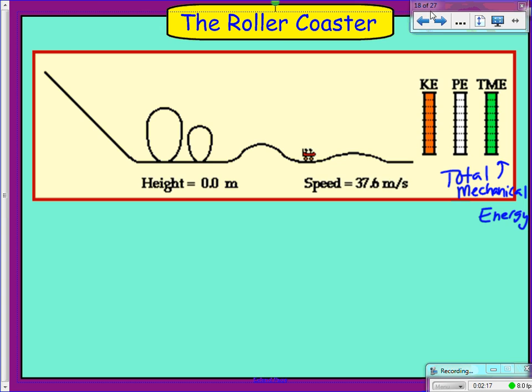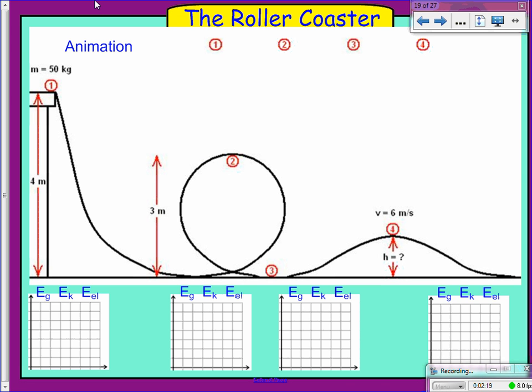So let's go ahead and look at an example with some numbers. On the screen in front of you, you'll see something that is very similar to what we just saw on the previous slide. What we're going to do is look at a cart that has a mass of 50 kilograms starting up here at position 1. The cart starts at a height that's 4 meters above the ground. As the cart moves down the ramp, it'll go through a loop that is 3 meters high, go back out of the loop, and then go over a hill.